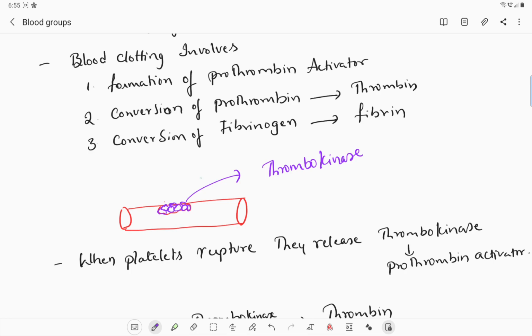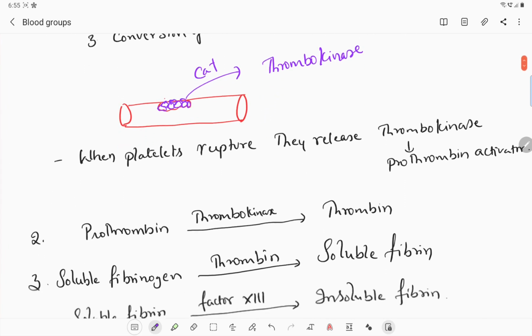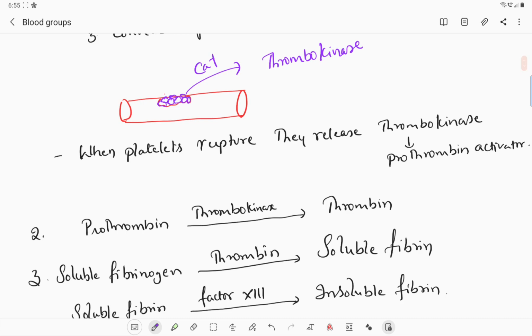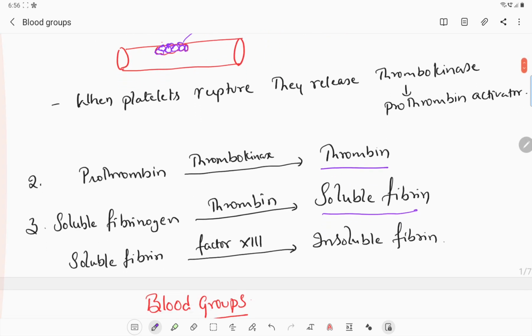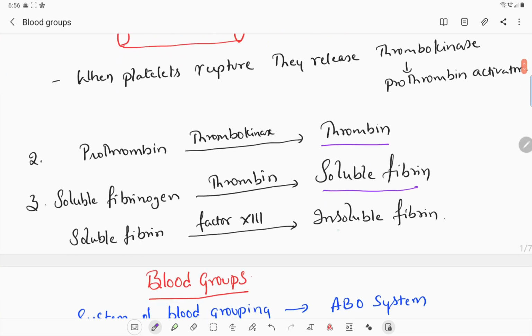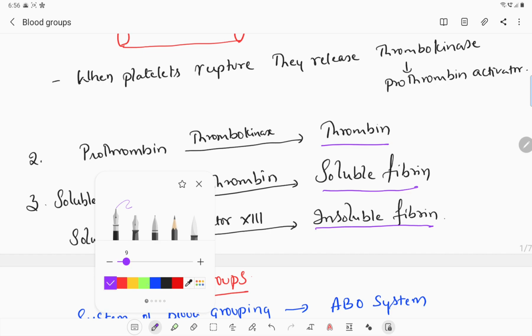Thrombokinase works in the presence of calcium ions. So this thrombokinase is a prothrombin activator. So prothrombin, in the presence of prothrombin activator or thrombokinase, is converted into thrombin. So what is the function of this thrombin? Soluble fibrinogen is converted into soluble fibrin in the presence of thrombin. Okay. Similarly, soluble fibrin in the presence of factor 13 is converted into insoluble fibrin. So this insoluble fibrin forms the blood clot.